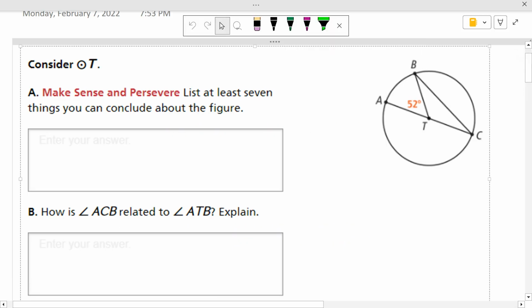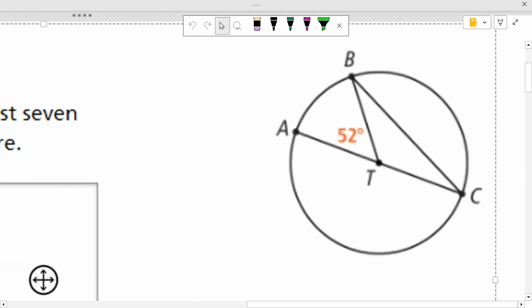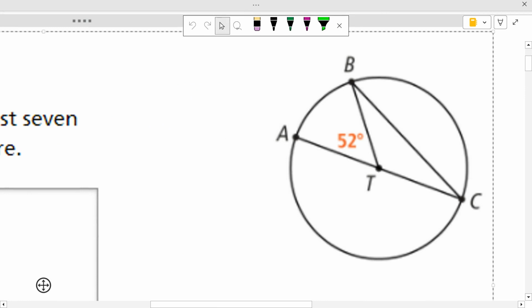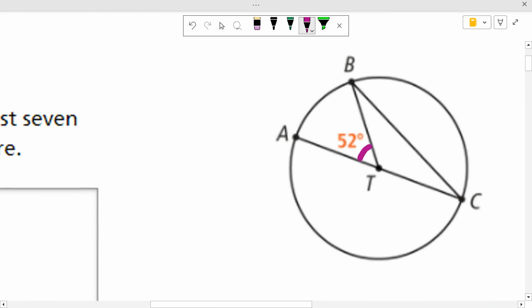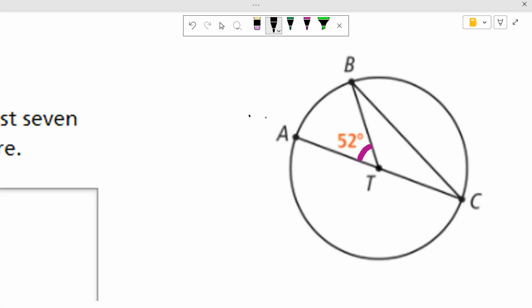So here we go. It says, list at least 7 things you can conclude about the following figure. Well, we might not get to 7, but let's start concluding some things about this figure. First of all, this angle right here is 52 degrees. Okay, that's 52 degrees. So what's AB out here? 52.